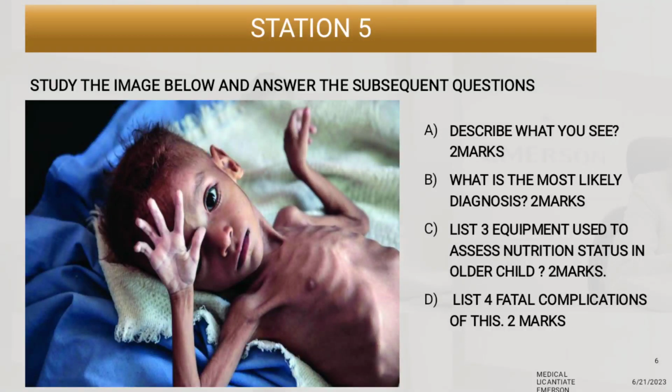Come to another case study. So this case study is saying start the email below and answer the subsequent questions. Describe what you see, that's A. Then what is the most likely diagnosis on B. Then C is saying list 3 equipments used to assess nutrition status in older children. Then D is saying list 4 fatal complications of this condition.